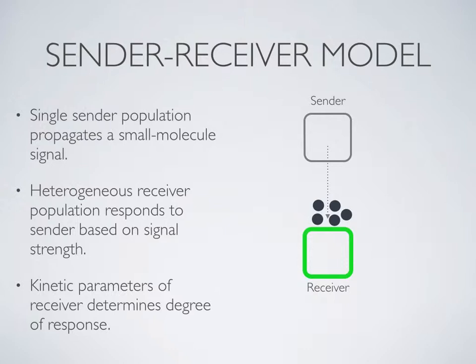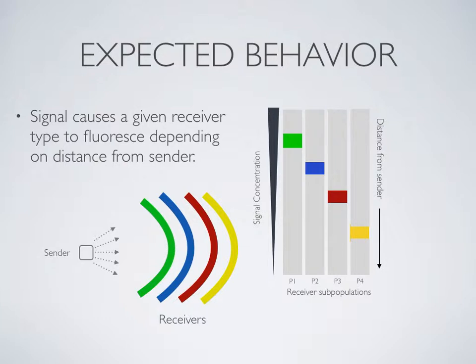to the sender population. And it is the kinetic parameters of each receiver subpopulation that determines the degree of their response. So the expected behavior would be a single sender population, as you see on the left, and a multitude of receiver subpopulations, which fluoresce as a reporter based on their distance from the sender. You can imagine that if a heterogeneous receiver population surrounds a single sender population, you could get some type of bullseye pattern if certain subpopulations are tuned to only pick up an intermediate range of signal.